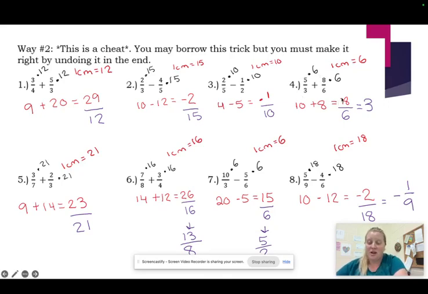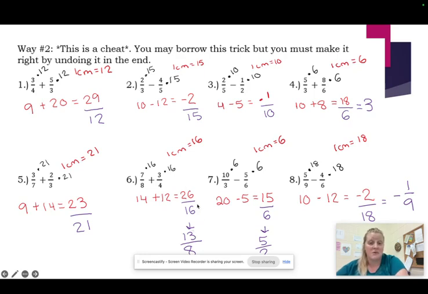Number 4, we should have got 18 over 6 like we did originally, and that becomes 3, of course. 5, your numbers would become 9 and 14 to make 23. 6, your numbers would become 14 and 12 to make 26. But 26 and 16 are both even numbers, so we can divide them both by 2, and that's how we get 13 over 8. So if you would have used 8 instead of 16 for number 6, you would have gotten 13 over 8 right away, as opposed to having to reduce your fraction.